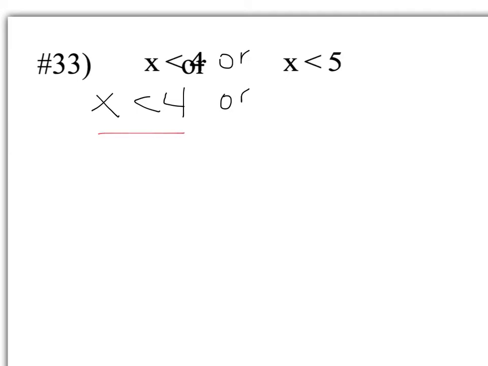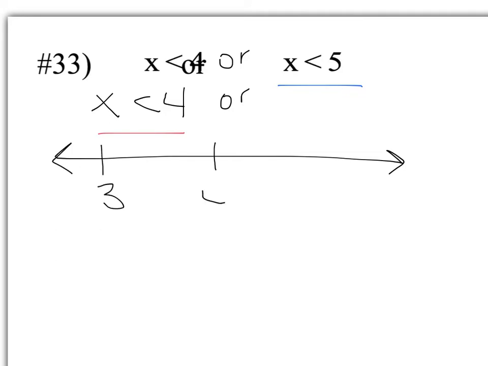So again, we're going to use our red and our blue. We're going to draw our number line. We're going to have 3, 4, and 5. So we're going to do red, open circle, and shade the way our arrow is going. Remember, now we use parentheses instead of open circles. Okay, parentheses instead of open circles.